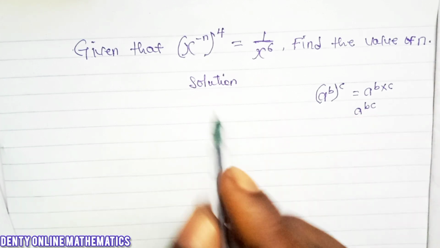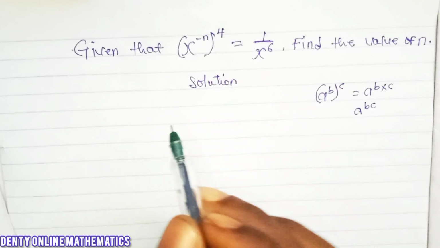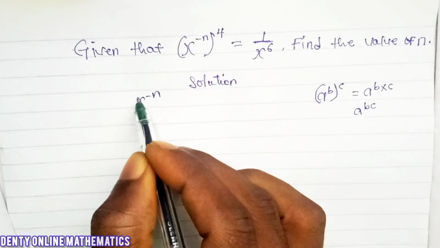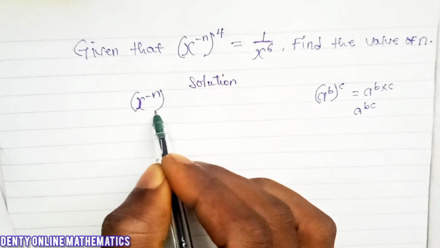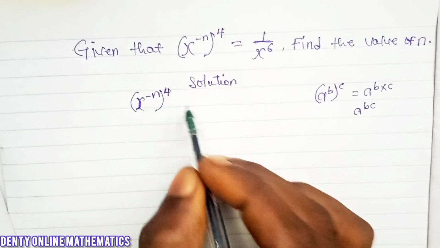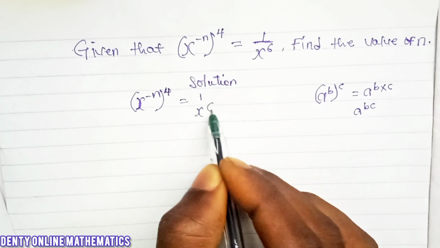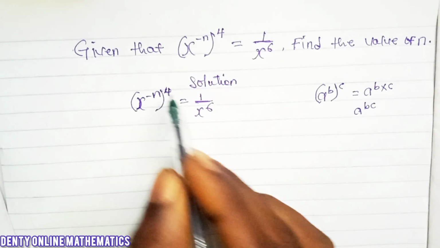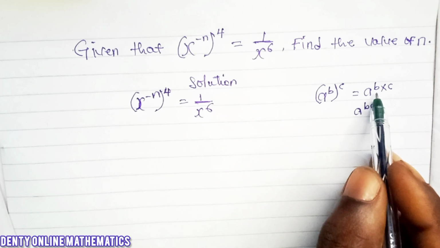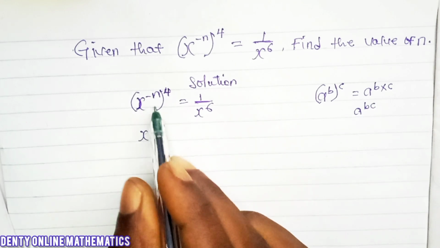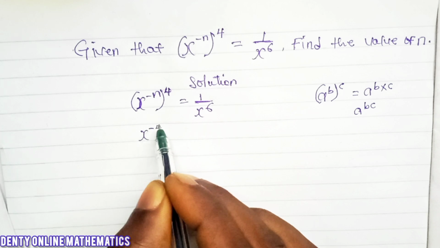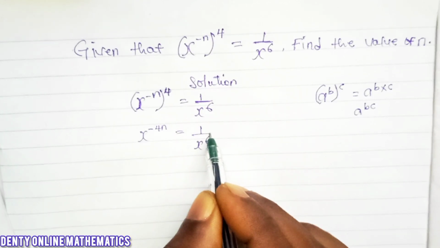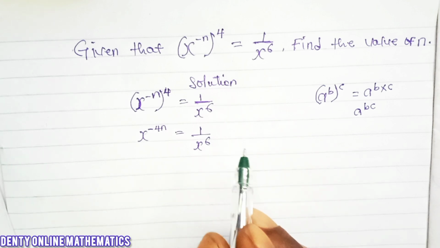Now applying this in the expression we have here, we have x power negative n, all power 4, is equal to 1 over x power 6. This is how you are going to put it. Negative n will multiply 4 because of this law of indices. So we are going to have x power minus n times 4, which is minus 4n, to be equal to 1 over x power 6. Now that's the first step.